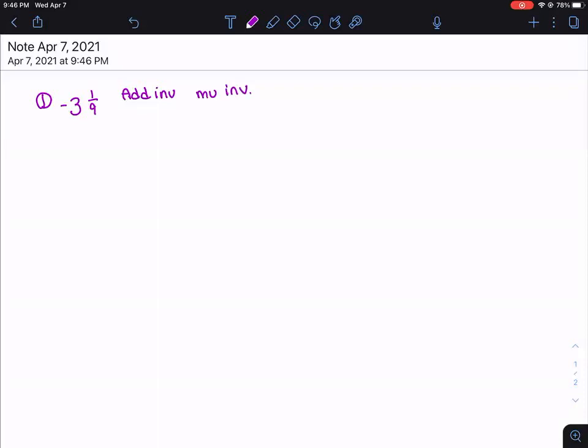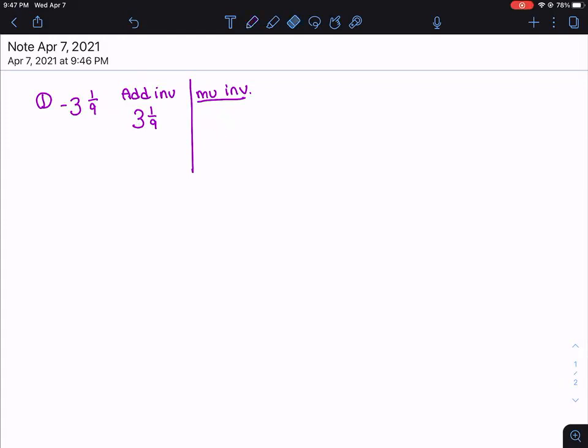So the additive inverse is found by just negating the sign. So the additive inverse would have been negative 3 1/9. The multiplicative inverse, we need to find the reciprocal. So we first change this to an improper fraction. 9 times 3 is 27, plus 1 is 28/9.